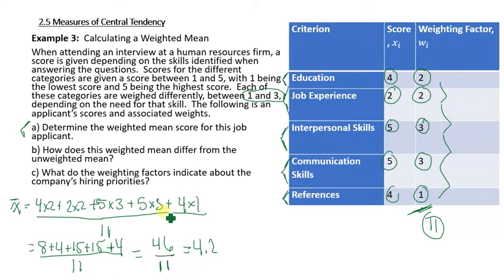So on average, this individual answered the questions with a score of 4.2, and that's out of 5. That's on a scale of 1 to 5. Remember, 1 being the weakest answer and 5 being the strongest. So this is a pretty strong candidate.